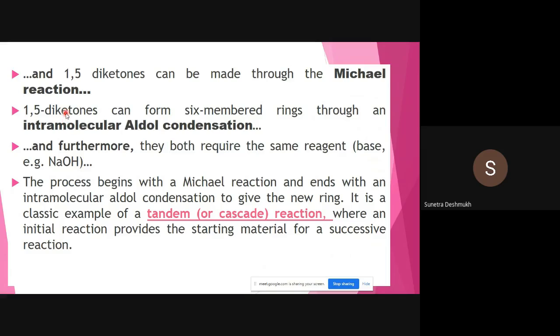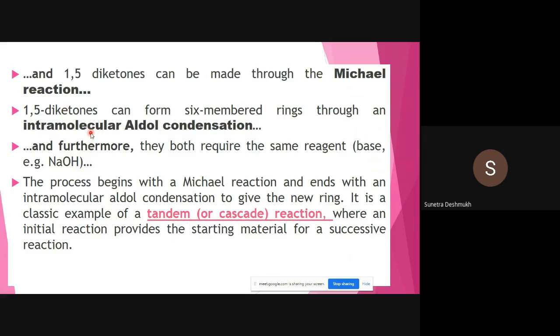Okay, so in such types of reaction, one starting material we have to synthesize in one step, and this material we have to use for the next step. This reaction is nothing but a tandem or cascade reaction. Okay, so this type of reaction we can call a tandem or cascade reaction. Here in the Michael reaction, in the first step we synthesized the 1,5 diketone, and we use the same material for the next step, the intramolecular aldol condensation reaction.